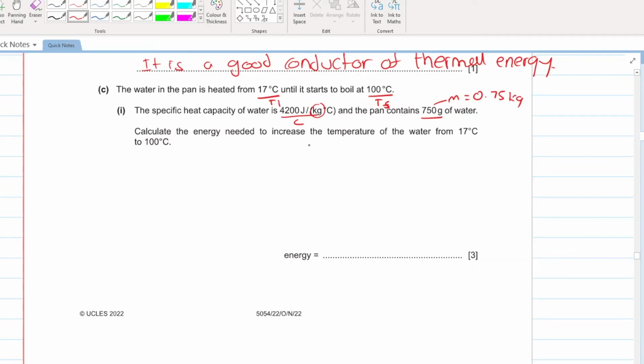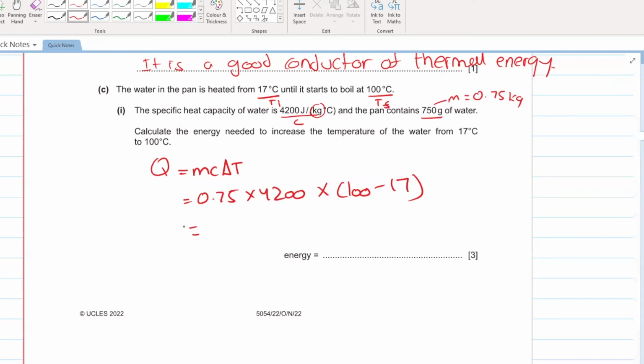Calculate the energy needed to increase the water from 17 degrees to 100 degrees centigrade. You will say energy Q is equal to mc delta T. What is the mass? 0.75. Specific heat capacity is 4200. What is the change in temperature? 100 minus 17. So 0.75 into 4200 into 83 comes out to be 260000 joules. Simple as that. You can also convert it into standard form. You will get the marks either way.